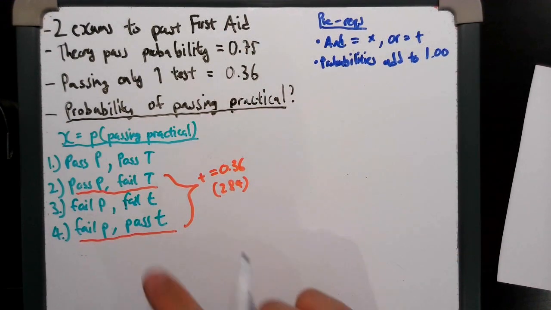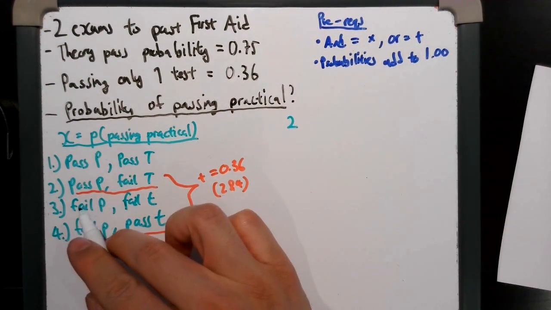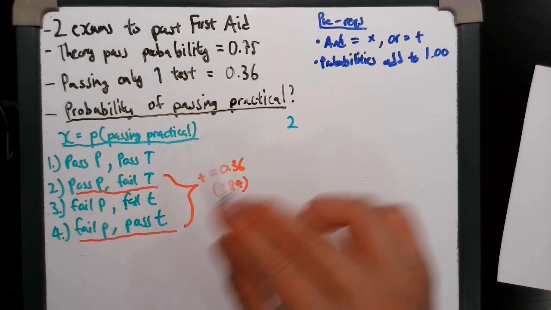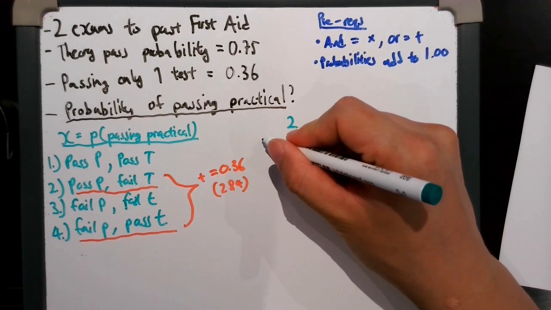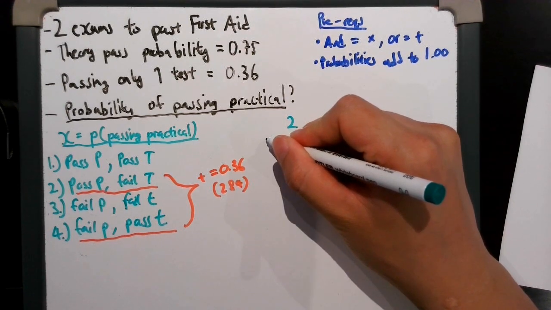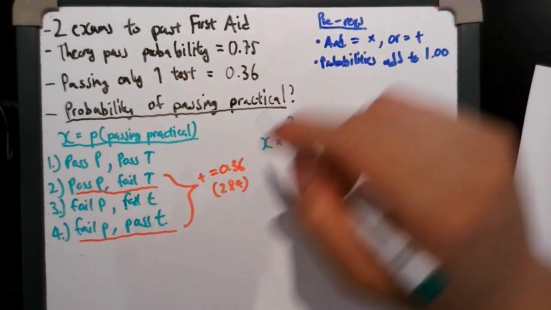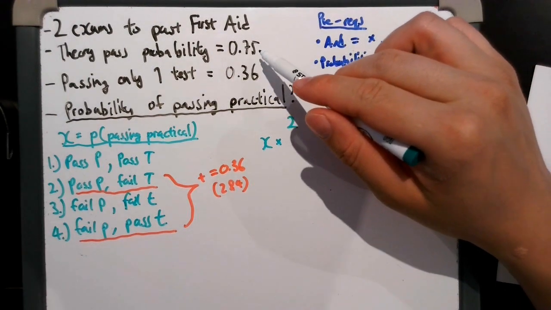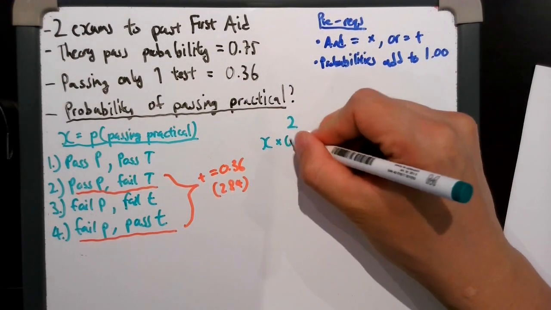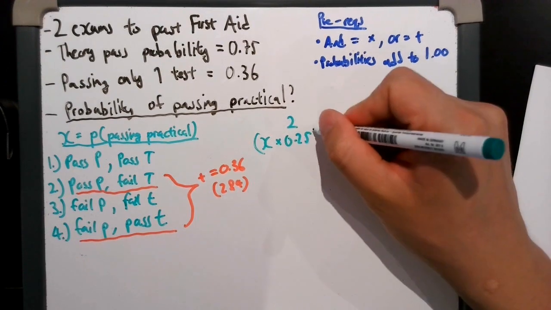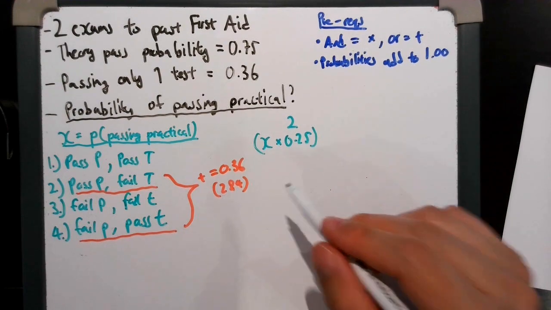Adding them together, so scenario 2, let's write it out: passing the practical, we can just call that x. These brackets are necessary but going to help us compartmentalize information. So we have x times failing theory, so 1 minus this, which is 0.25, because remember all probabilities add up to 1 and you can only pass or fail in these scenarios. So this is just scenario 2 by itself, but it's scenario 2 or 4.